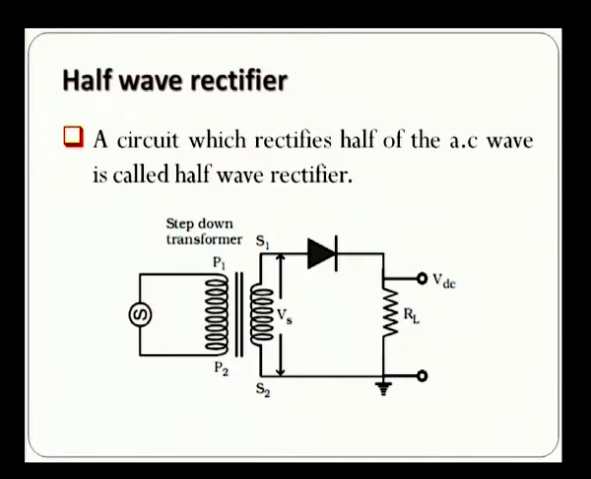This circuit shows a half wave rectifier circuit. A circuit which rectifies half of the AC wave is called a half wave rectifier. The circuit components here are very familiar to us. This is a transformer circuit. The left hand side coil, the P1, P2 terminals, represent the primary coil, and it is connected to an AC source. This is how we represent an AC power supply. And on the right hand side is the secondary coil, and it is a step down transformer.